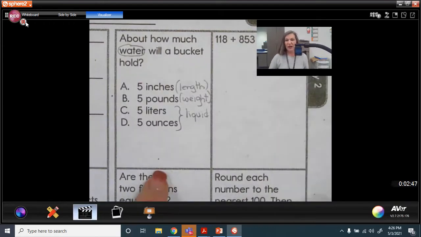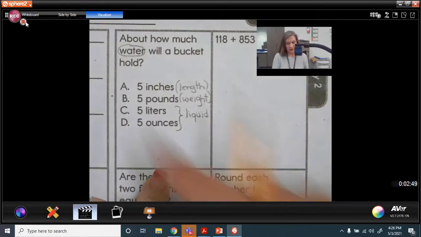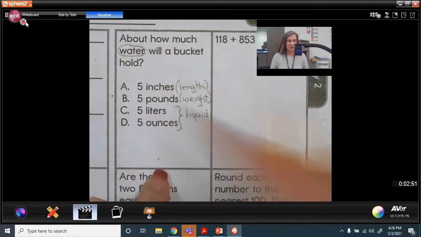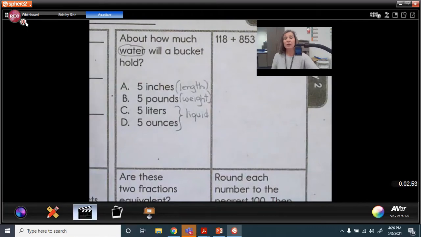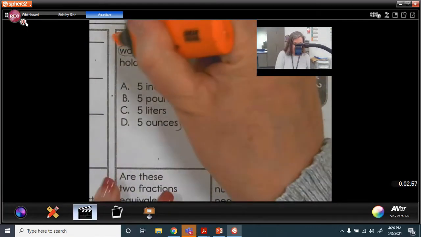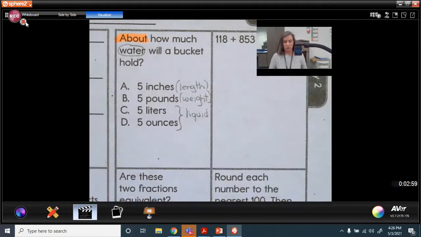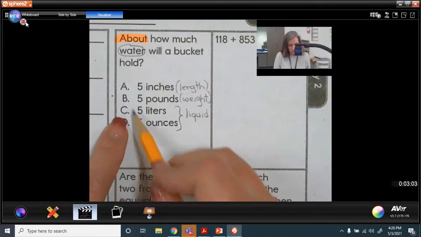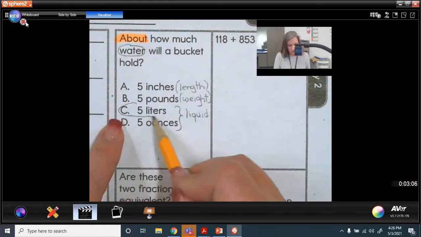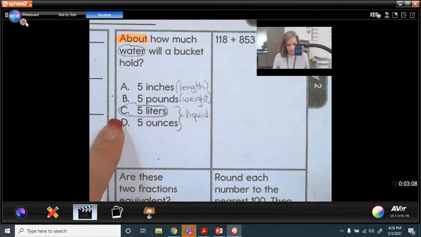Estimate meaning about how much, right? Because we see the word about here. About means not exactly, but close to, right? Close to. So the word about means close to that amount. So we know that it's going to be about 5 liters if we wanted to fill a bucket.